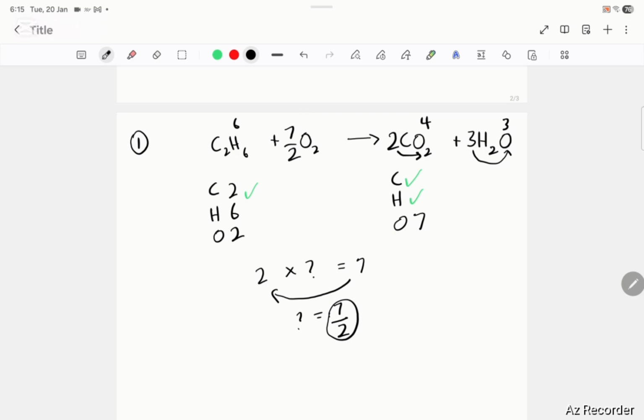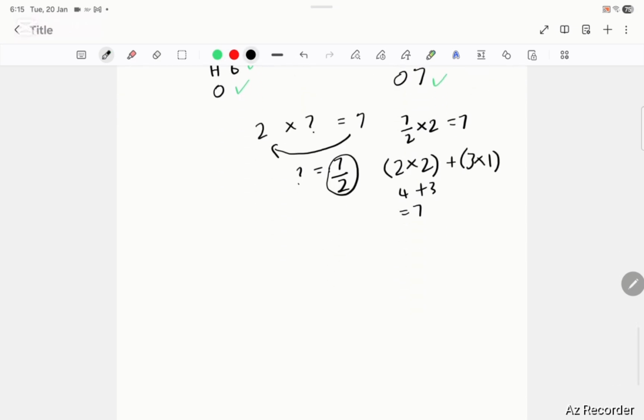So let's make sure whether it's balanced. On the left side we have 7 over 2 multiplied by 2 equals 7. On the right side we have 2 multiplied by 2 plus 3 multiplied by 1. That's 4 plus 3, that's 7. So on the left side and on the right side we have 7 oxygen atoms. So we have successfully balanced out all 3 elements with a fraction here. So let's rewrite that.